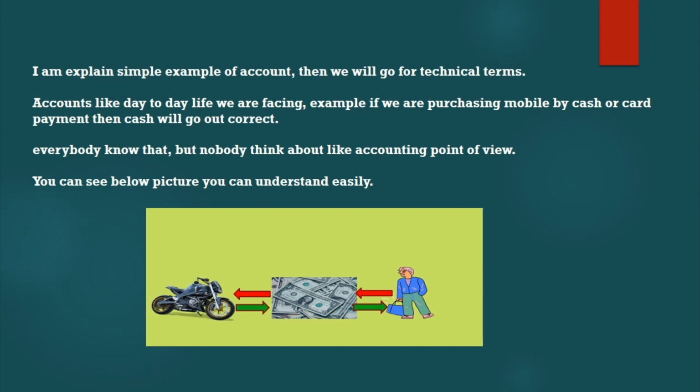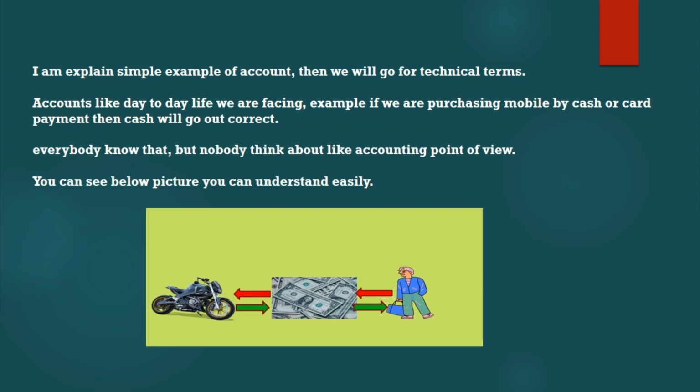At the same time, in case he is going to sell the motorcycle, what happens? Money comes to him. This is the concept of accounts: money is going, money is coming. Based on that, debit and credit, and based on that, they are preparing the financial statements. Ultimately, it is money. Money is going, money is coming. Those things are accounting. Everybody knows this, but nobody thinks about it like that.